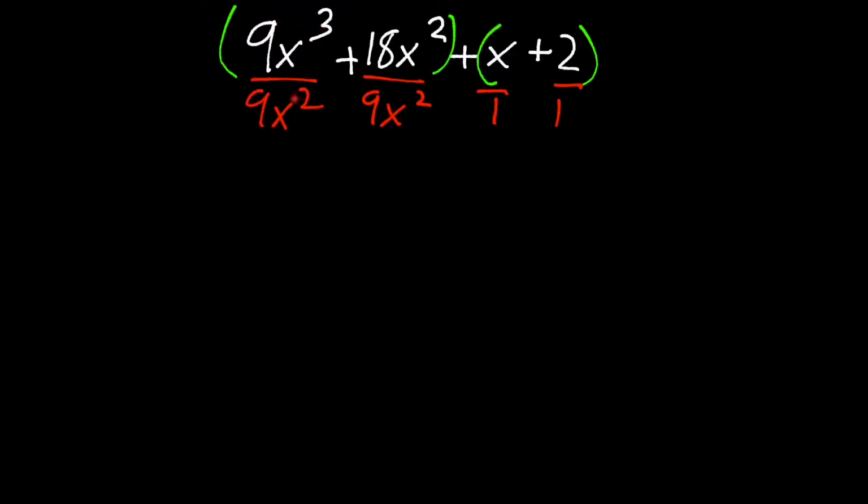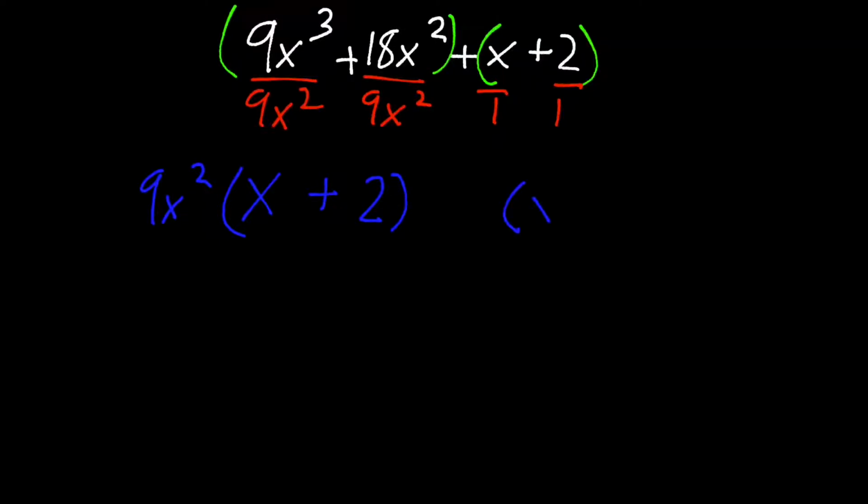9x cubed divided by 9x squared becomes x. 18x squared divided by 9x squared becomes 2. So I have 9x squared times x plus 2. In our second grouping, dividing by 1 does not change anything.